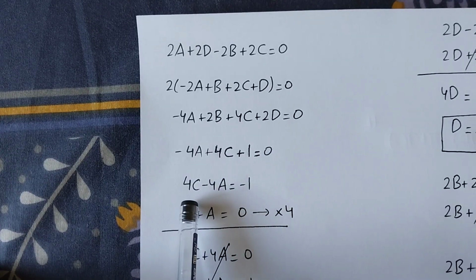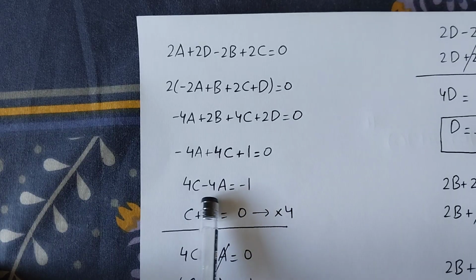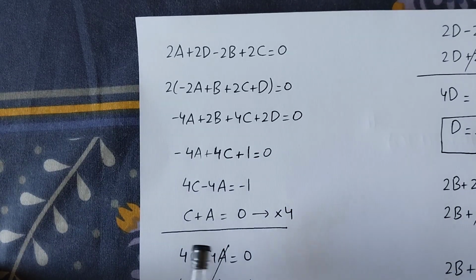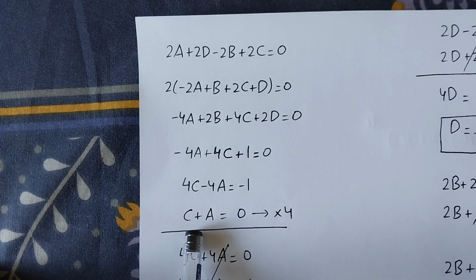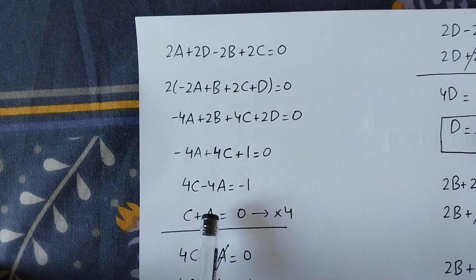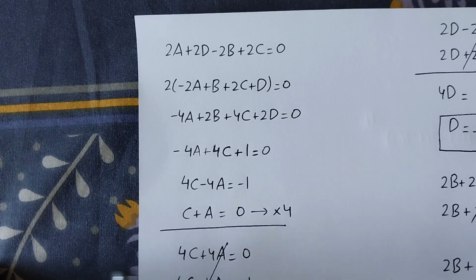And we get 4c minus 4a equal to minus 1 from this equation. And we have another equation in terms of c and a, so we can easily use these two equations to solve for c and a. So I'm basically equating the coefficients here.